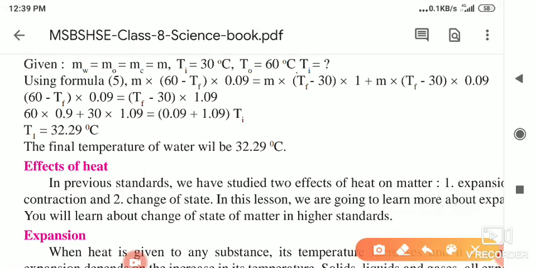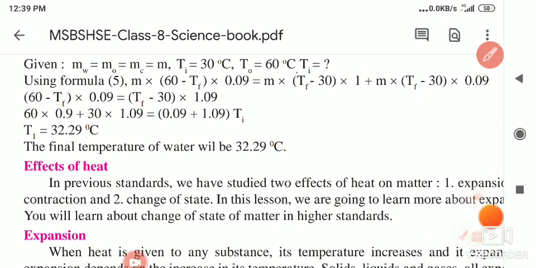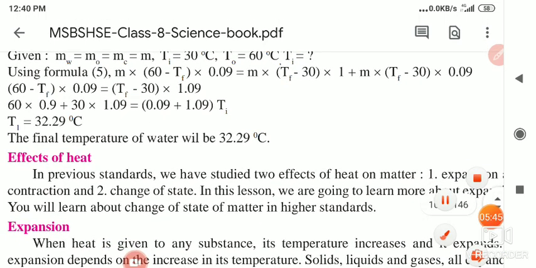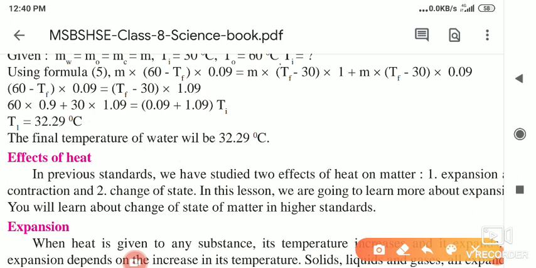Then here 60 and this, we are doing the multiplication of this. When we solve this example, 60 into 0.09 is written here, 0.09. These two multiplications are here, and then 30 into this multiplication, negative 30 into 1.09, it will come here for the addition because this term is negative.